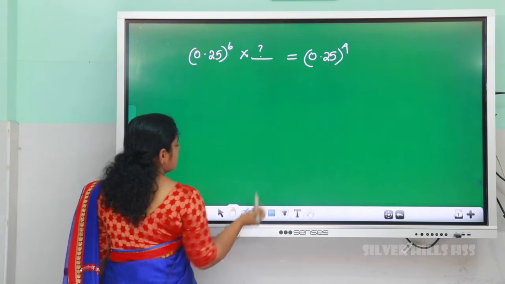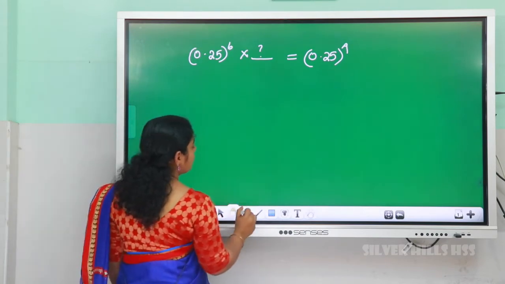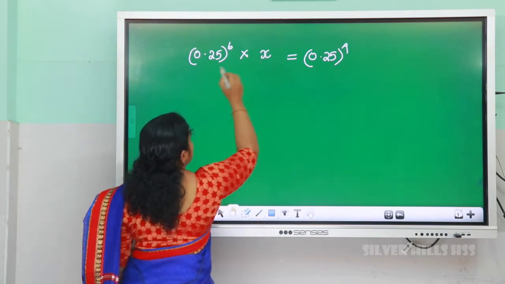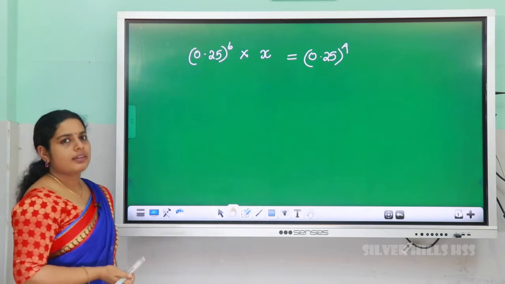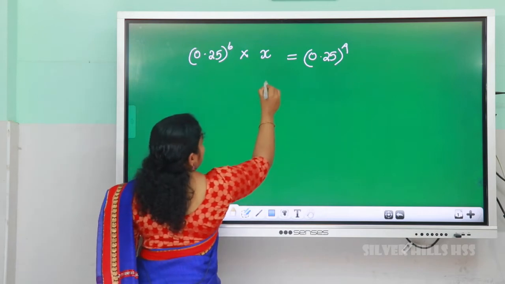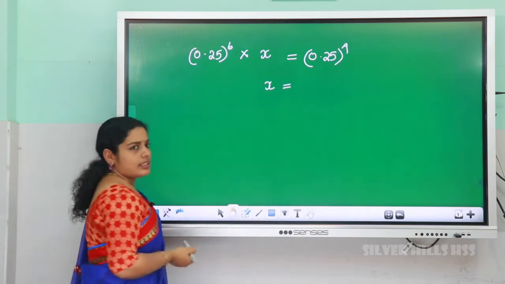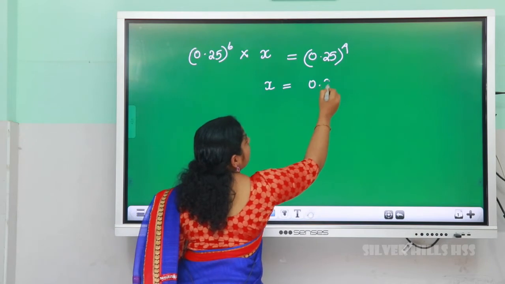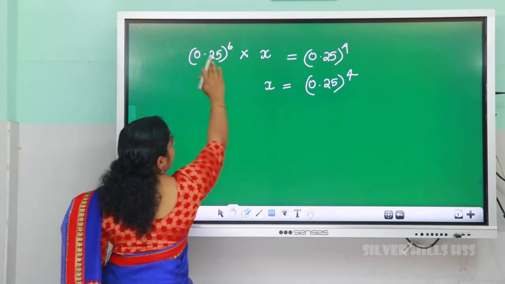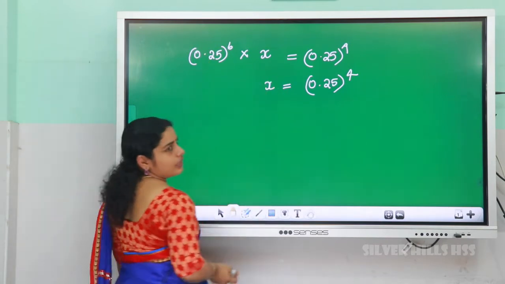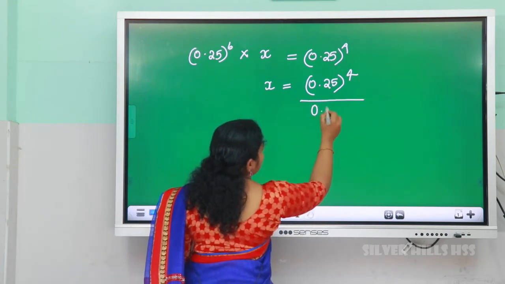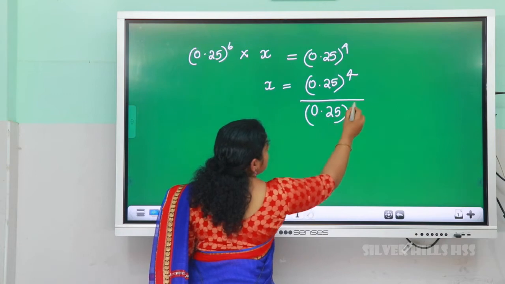See, for all the numbers that we don't know, we will represent it using x. So, let us represent this as x. 0.25 whole raised to 6 into x will give you 0.25 whole raised to 4. Now, how can we find x? Let 0.25 whole raised to 4 be there itself, and we are keeping x here, and we are taking 0.25 whole raised to 6 to the other side. So, multiplication will become division, divided by 0.25 whole raised to 6.